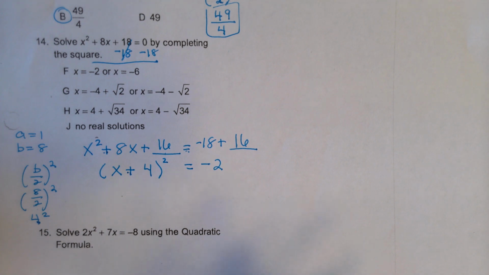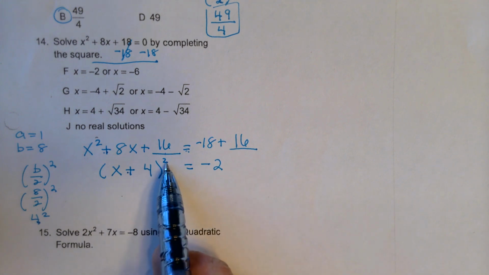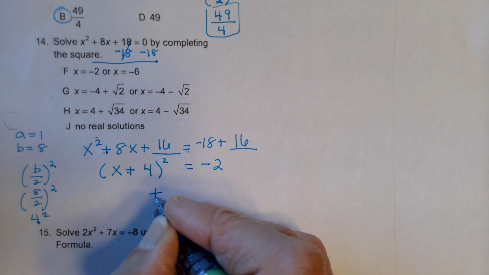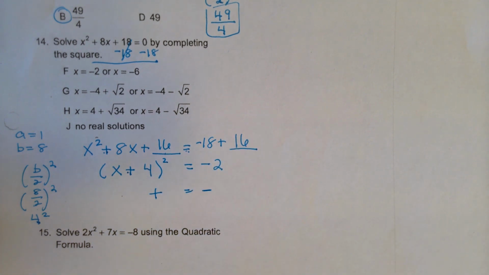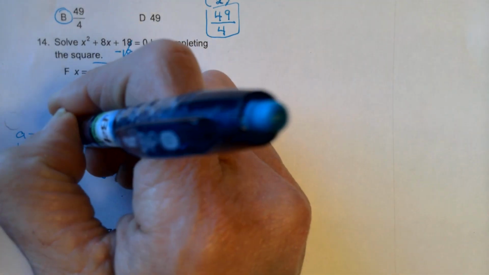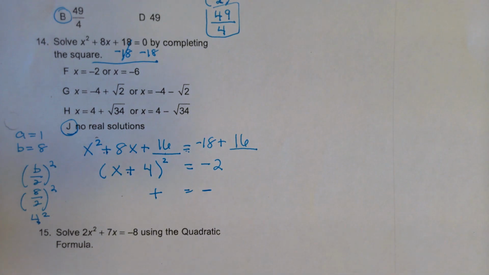Why? What happens when you square something? You get a positive number. What's on this side? A negative. How does a positive ever equal a negative? It doesn't. There's no real solutions. It's imaginary ones you'll work on when you get to Algebra 2.